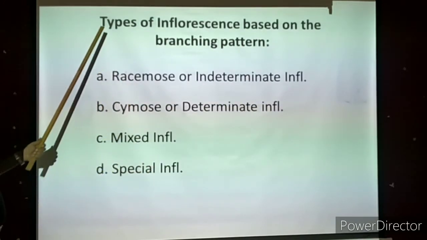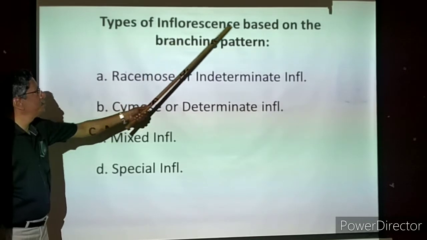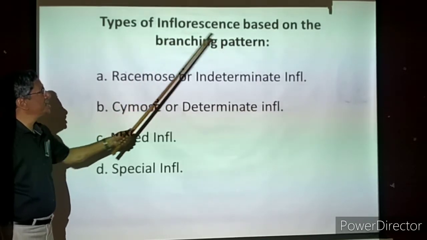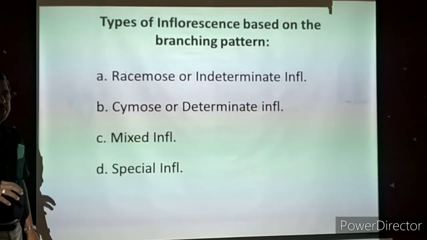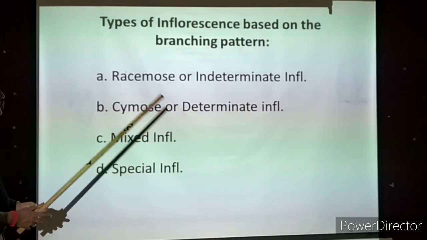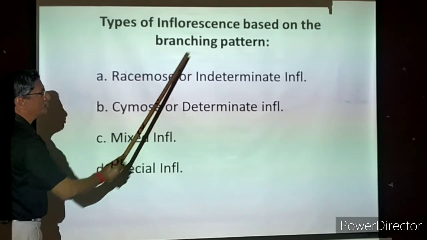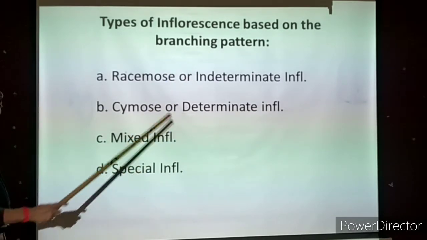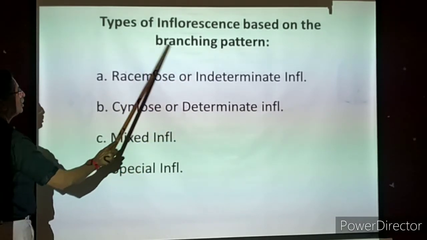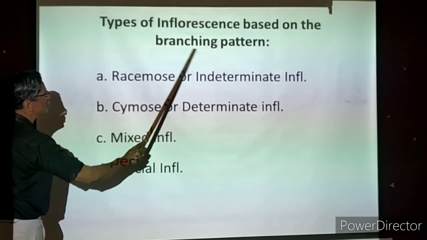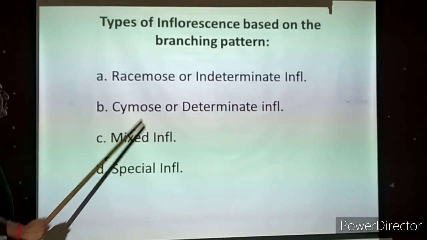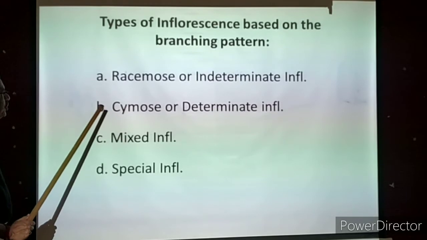Now we are coming to types of inflorescence based on branching pattern. Previously it was the position of the inflorescence; now it is the branching pattern. What is the meaning of branching? Branching of the peduncle. The peduncle is the main stem, the main stalk, the common stalk. So the common stalk is a branch. Based on that we are going to see the types.